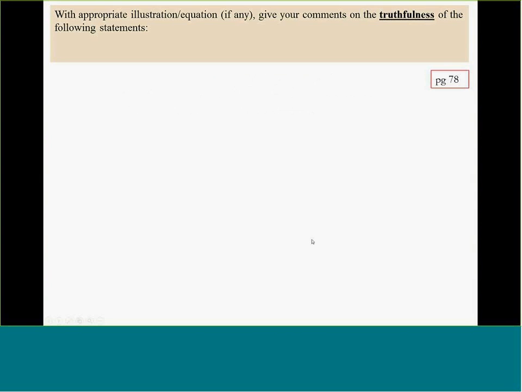These kinds of questions will be there for your final exam. The first one will be something like: with appropriate illustration, equation, if any, give your comments on the truthfulness of the following statements. So basically what I'm going to show you now is how to answer this kind of question.